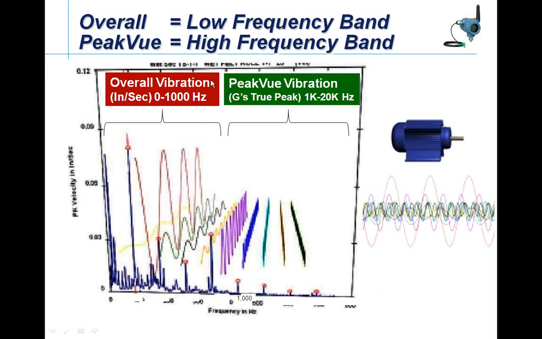And overall vibration, which we've been talking about up until this point, is commonly used in plants today. It is looking at this lower end of the frequencies, where higher amplitude problems show up, specifically misalignment, imbalance, or significant foundation looseness. What we are adding to that is this PeakVue vibration measurement, which is looking at the higher frequency, lower amplitude vibration issues and driving toward an early warning of problems that could be occurring in your pump or machines.